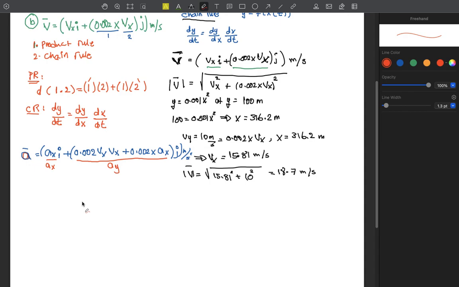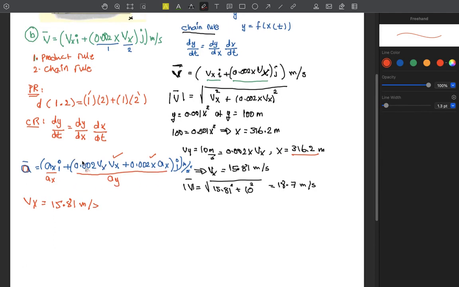Now, I know we've calculated Vx to be 15.81 meters per second. So Vx is known. Now, what else do we know? We know x. We have solved for x somewhere here. So this is x, 316. That we know. Okay? What else do we know? So we know almost everything, but we are solving. Now we need to find ax. Again, this is ax. We don't know ax. But we know ay. This whole term, we know it.